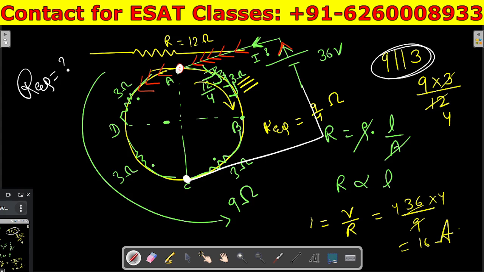You can't do it like this, that if a 12 ohm resistor is turned into a circle, its R equivalent will be this. No, it depends on at which point you are applying your power or battery. Are you getting my point? Yes, sir. Now there are a lot of questions, many questions in this type of geometrical formation. So we will discuss all those also. First, let us discuss your doubt.